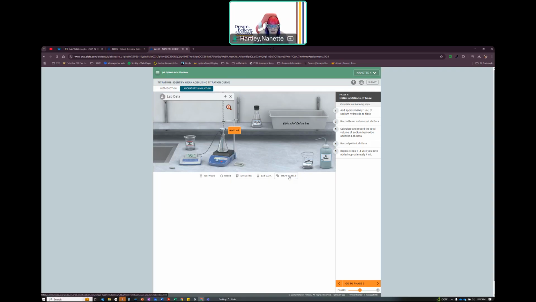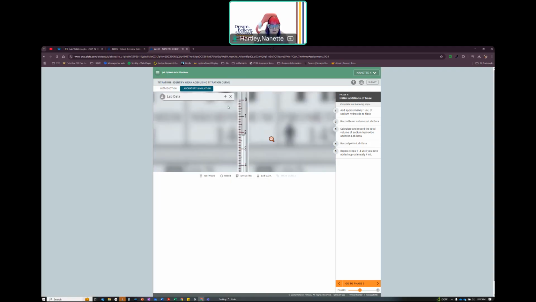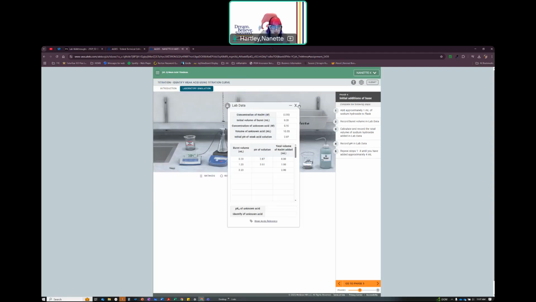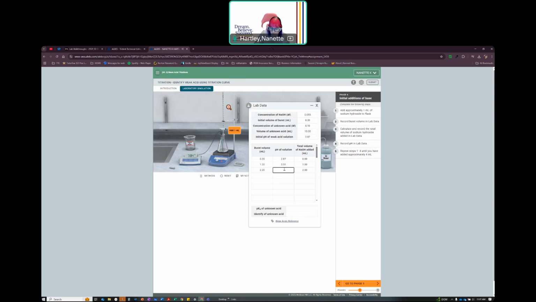And we're going to repeat that until I have added approximately 4 milliliters. And add one more. And zoom in. And you see that's 2.20. That's going to give me 2.00. And I need to zoom out so that I can look at the pH. And that's 3.84.